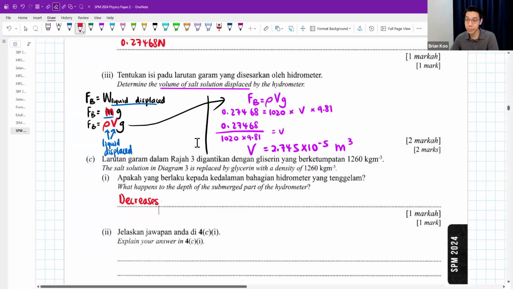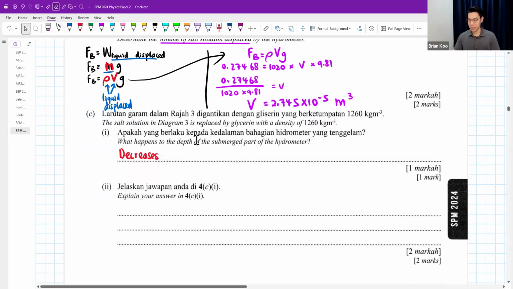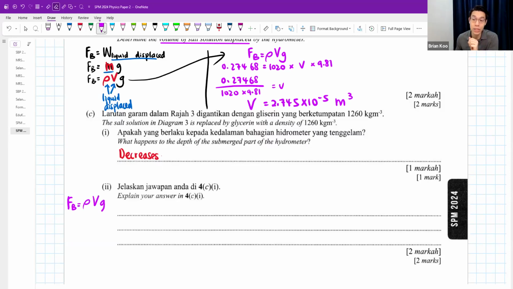For the reason, maybe ask yourself a simple question first. If I change the density of the liquid, will the buoyant force on the hydrometer change or not? Ask yourself that. If your answer is yes, the buoyant force changes, that means your concept is wrong. If your answer is no, the buoyant force is unchanged, that means you got the right concept. Now we take a look again at the formula. Buoyant force equals rho times V times g. What changed here? Buoyant force, unchanged.